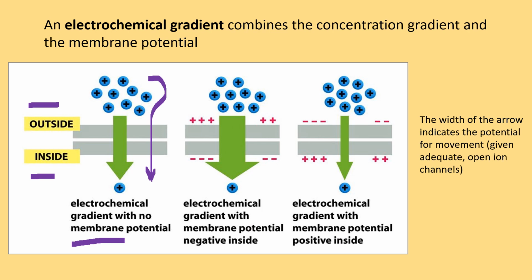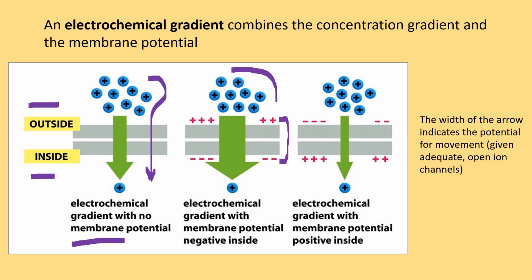Now let's move on to the middle panel, where we have both a chemical gradient and a membrane potential, an electrical gradient. So the chemical gradient hasn't changed, right? We have more of these blue dots outside the cell than inside the cell. But what we've added on is this membrane potential here. And in this middle panel, we see the membrane potential consists of a buildup of positive charges on the outside of the membrane and a buildup of negative charges on the inside of the membrane.